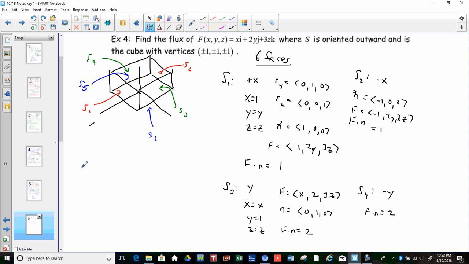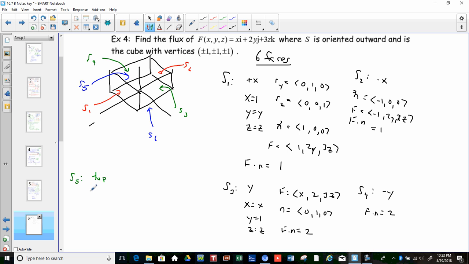I'm going to bring S5 over here, which is really going to be our top of this thing. Or did I make S5 the bottom? No, I made S5 the top. Yeah, right here. So S5 is the top. Again, that's the positive z direction.